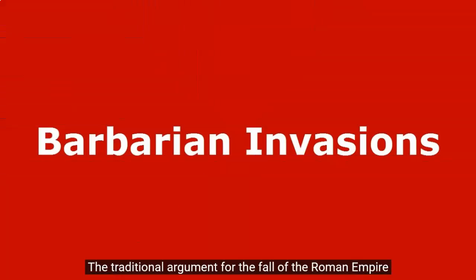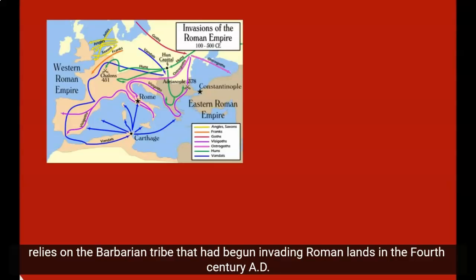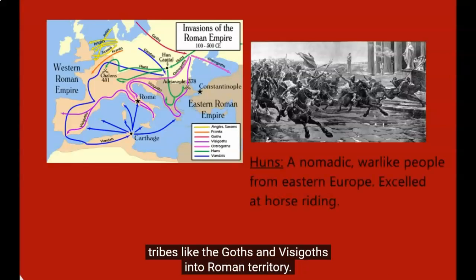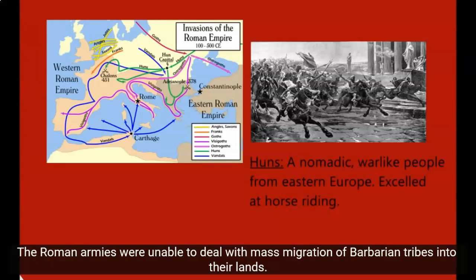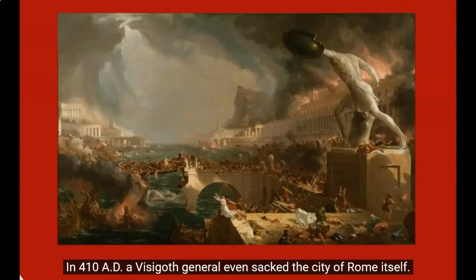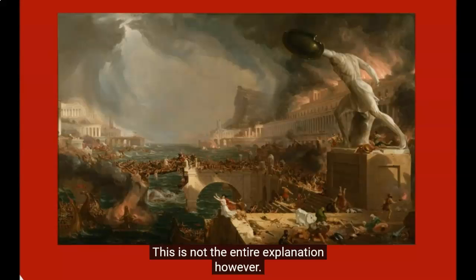The traditional argument for the fall of the Roman Empire relies on the barbarian tribes that had begun invading Roman lands in the 4th century AD. The Huns invaded from the east, pushing the Germanic tribes like the Goths and Visigoths into Roman territory. The Roman armies were unable to deal with mass migration of barbarian tribes into their lands. In 410 AD, a Visigoth general even sacked the city of Rome itself. This is not the entire explanation, however.